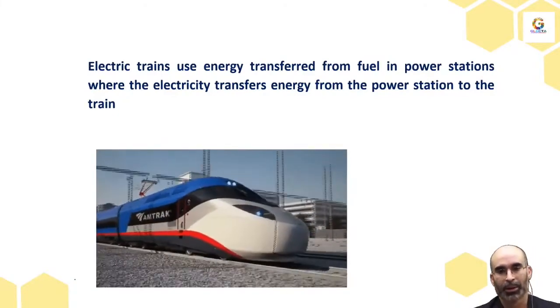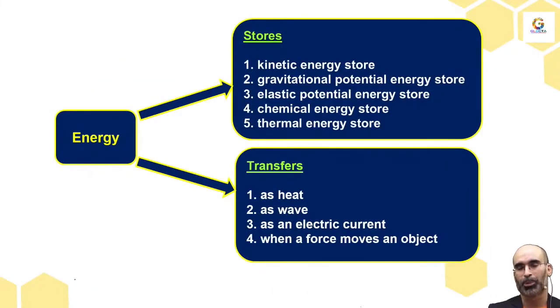Okay, you see here. With the help of this flow chart, you can understand in what different ways energies are stored and transferred. So I have made a list of it. You can see here, energies are stored as kinetic energy store, gravitational potential energy store, elastic potential energy store, and chemical energy store, right? Thermal energy store. How they are transferred, we'll talk about that.